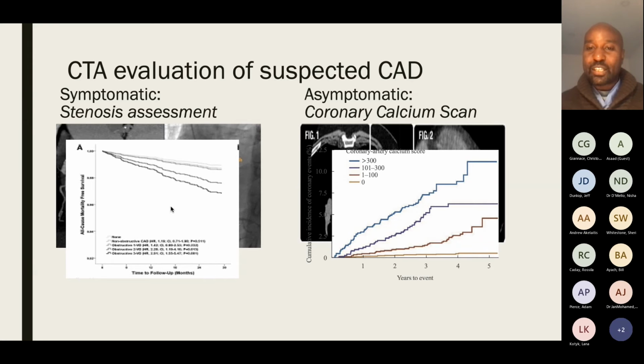On the right, you see data from the MESA study, the Multi-Ethnic Study of Atherosclerosis, looking at the prognostic importance of calcium scoring. Basically, the more abnormal your score is, so the higher the Agatston score, the worse the long-term prognosis. On the flip side, a normal study with a calcium score of 0 is associated with a very low event rate, even out to 10 years.